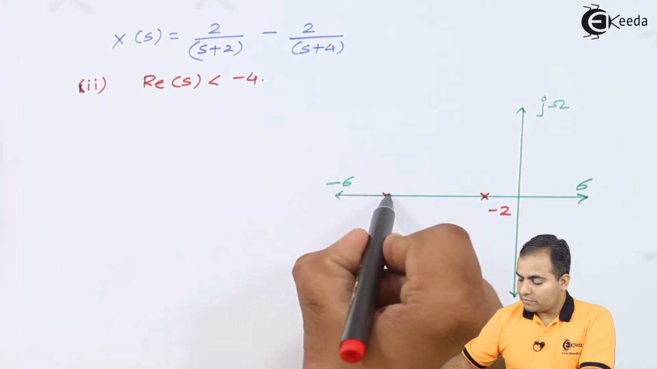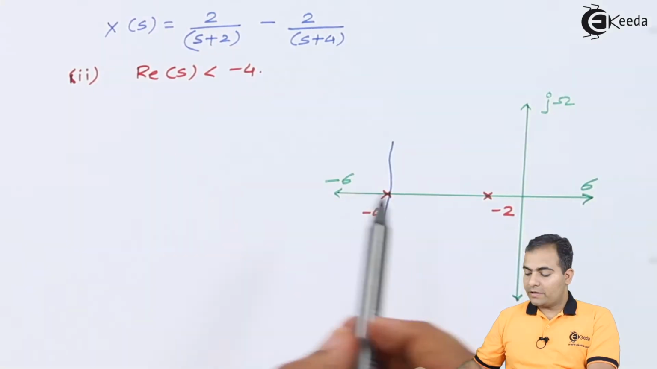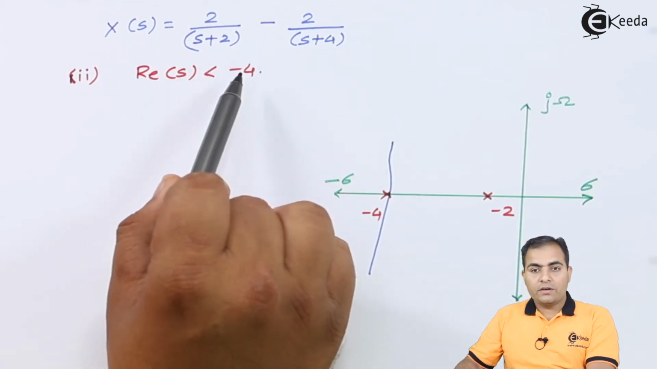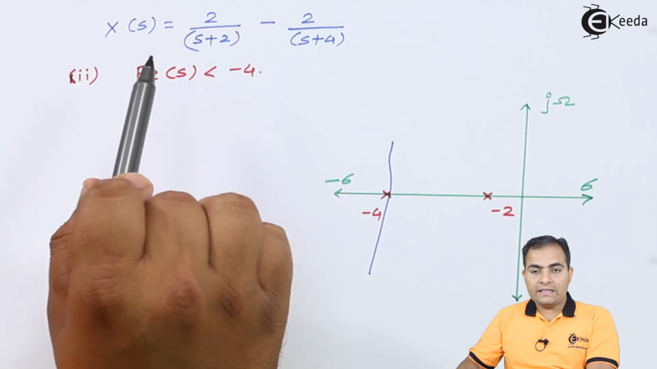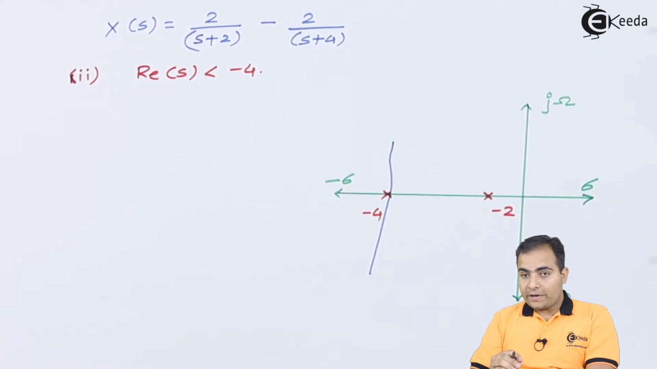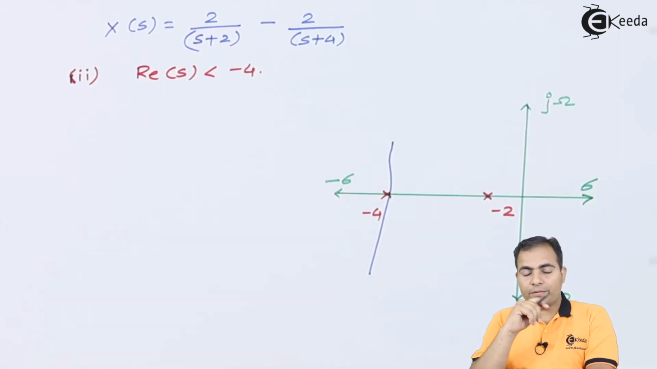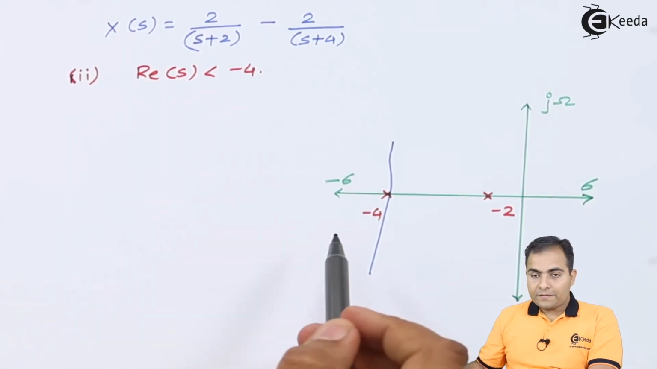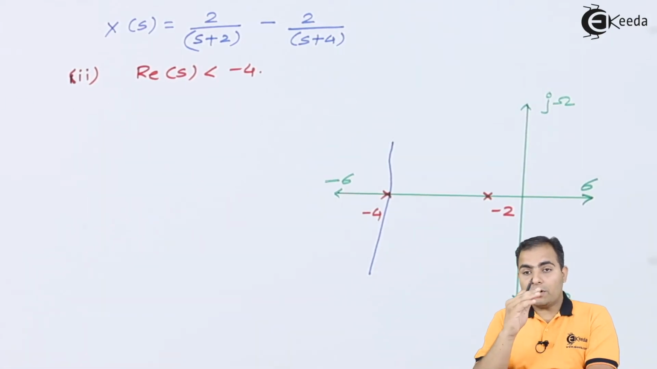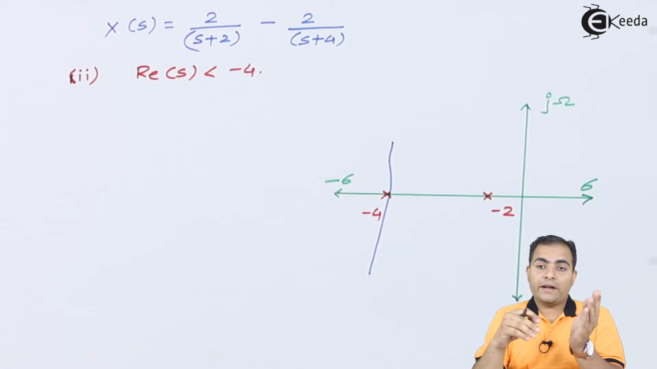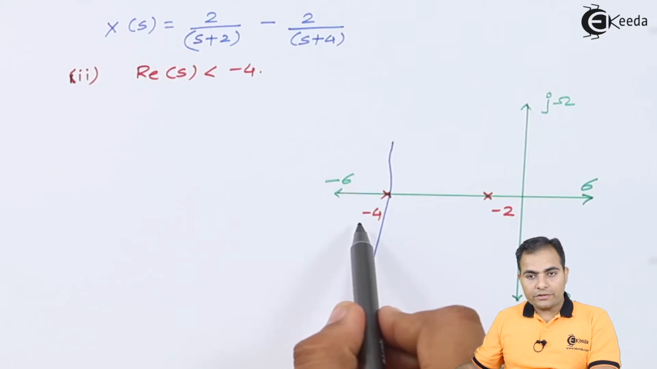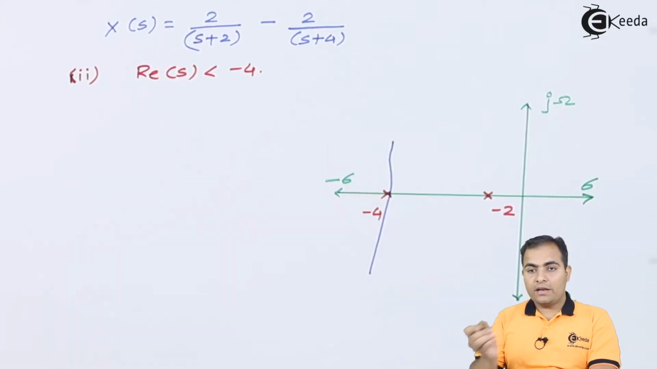This one is minus 2, this one is minus 4. Now here the real part of s is less than minus 4, which means the ROC of this function is left-handed. Left-handed means what? According to the properties of ROC that we studied in the properties of ROC video, if the ROC is left-handed, then the ROC is always plotted on the left-hand side of the leftmost pole. Here the leftmost pole is minus 4, so your ROC is available on the left side.